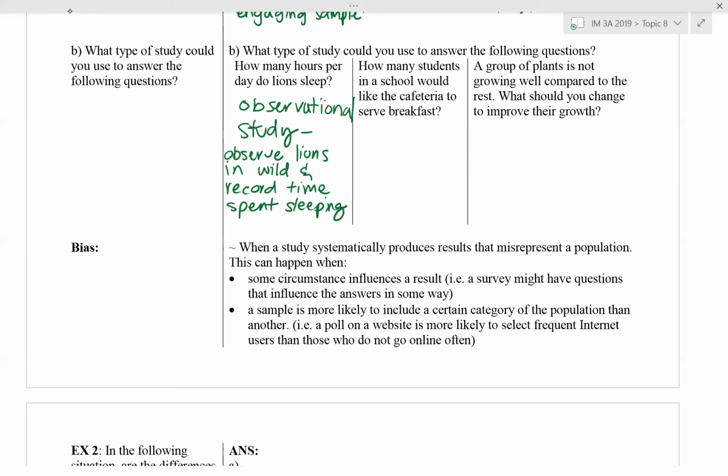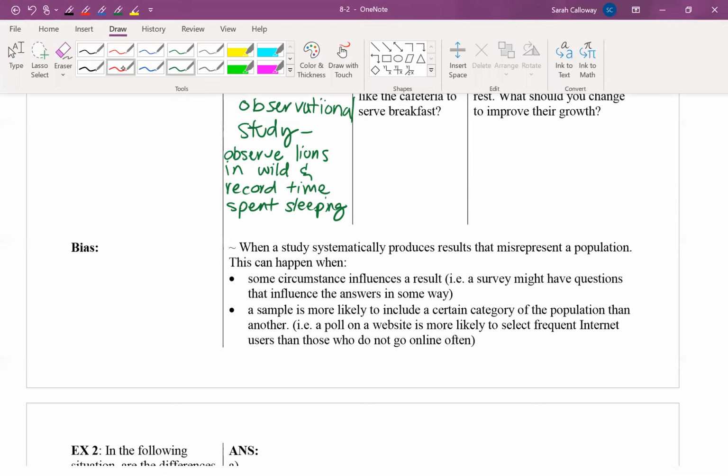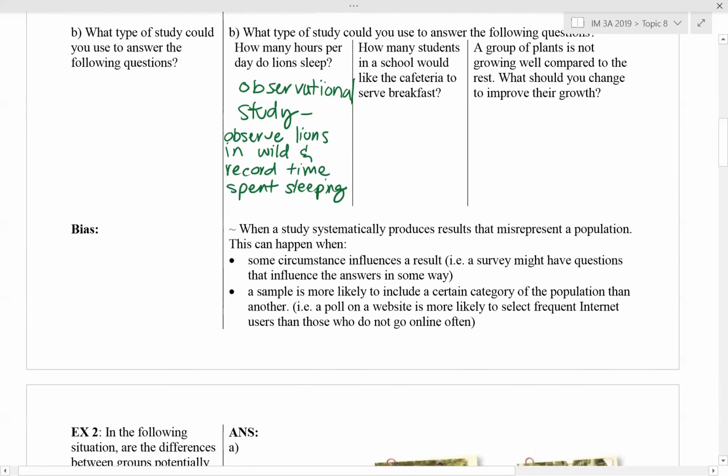The next one's asking us how many students in a school would like the cafeteria to serve breakfast. If we think about this one, a sample survey would probably be the best because we're asking what they would like. So we would do a sample survey, where we would have to ask randomly selected students and collect our data to summarize the results.